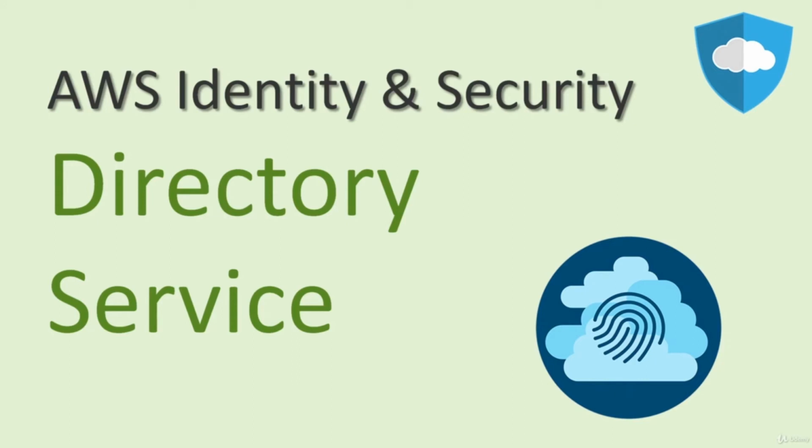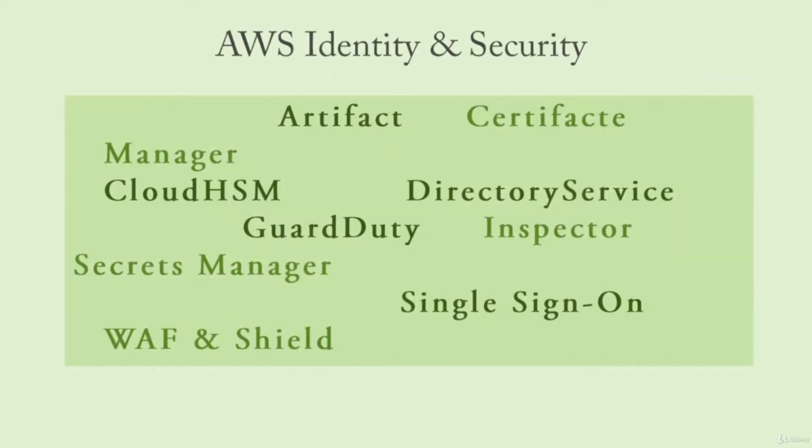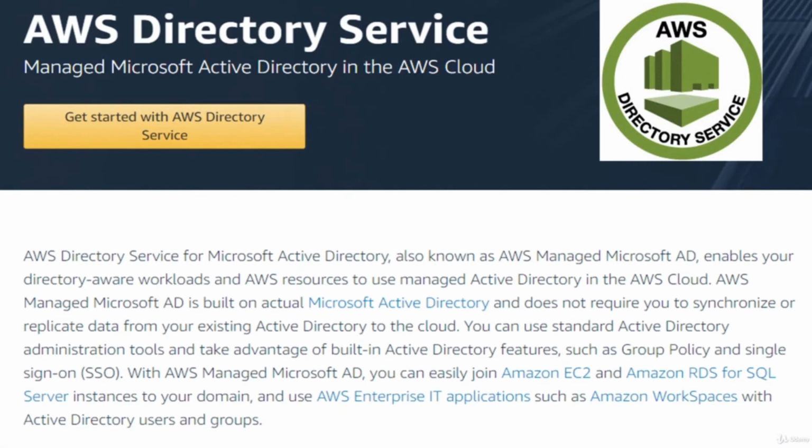Welcome back, friends. We are learning identity and security on Amazon Cloud. And in this lecture, we're going to learn about Directory Service on Amazon Cloud. So let's start. It is among the different services on the cloud for security and different tools. With Directory Service, you can manage Microsoft Active Directory on the AWS cloud, allowing you to enable directory-aware workloads and AWS resources to use managed Active Directories in the cloud.